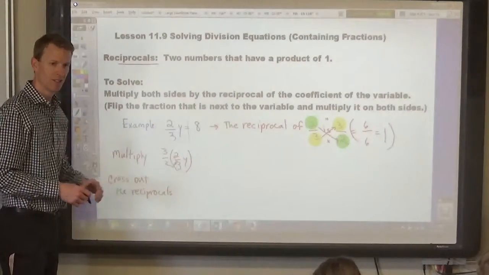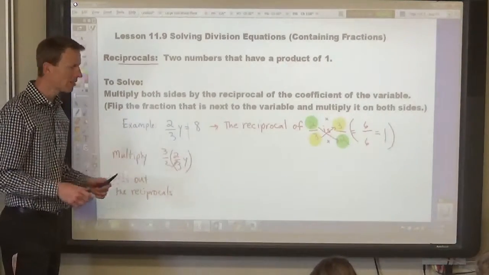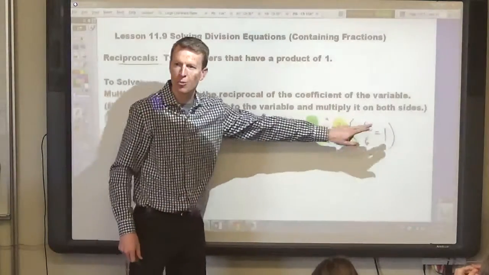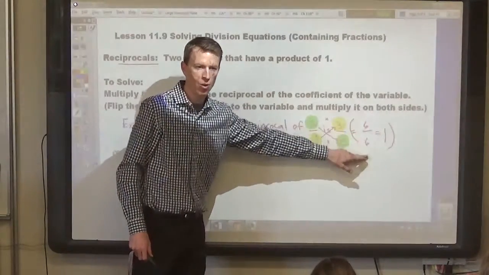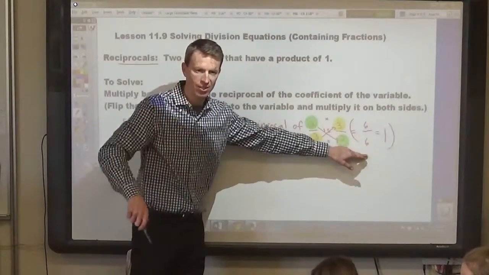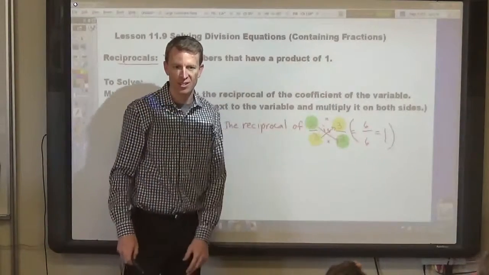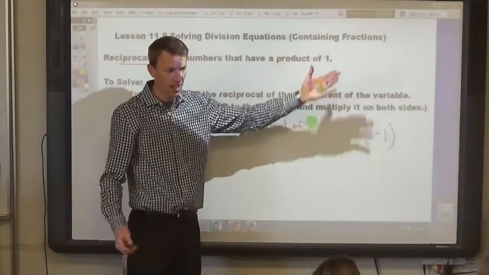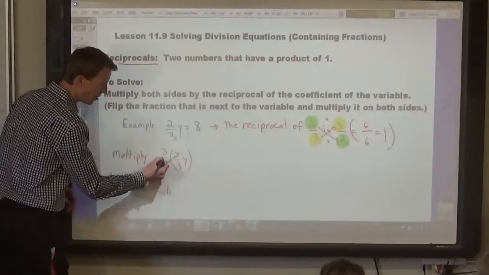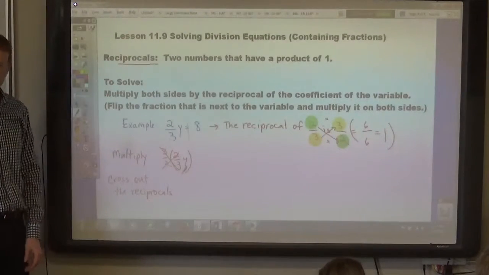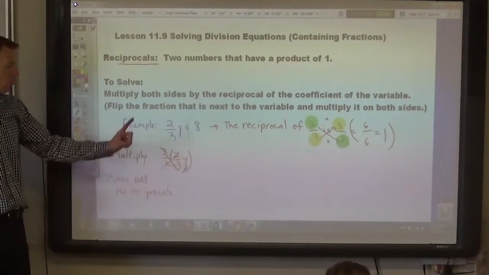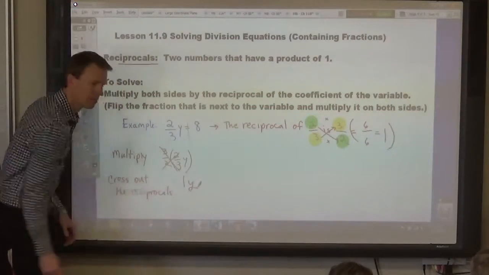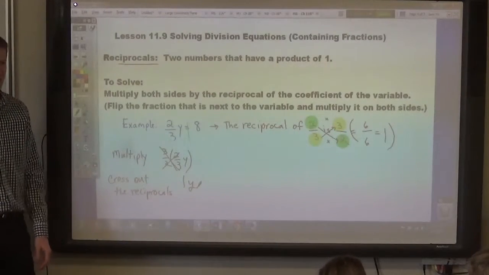What's 2 times 3? 6. What's 3 times 2? 6. So it's 6/6. What did you do when we were solving before and you had a number over another number? Nate, what'd you do? Crossed it out. You do the same thing here. Cross them out. X them out. Because they equal 1. And we're left with 1 times y, which is the identity property, y.